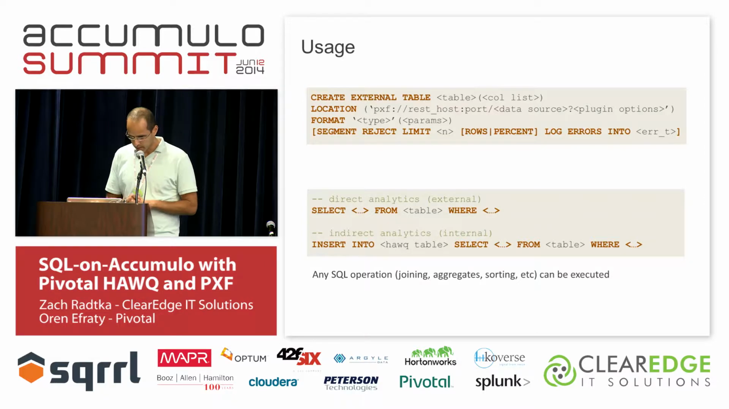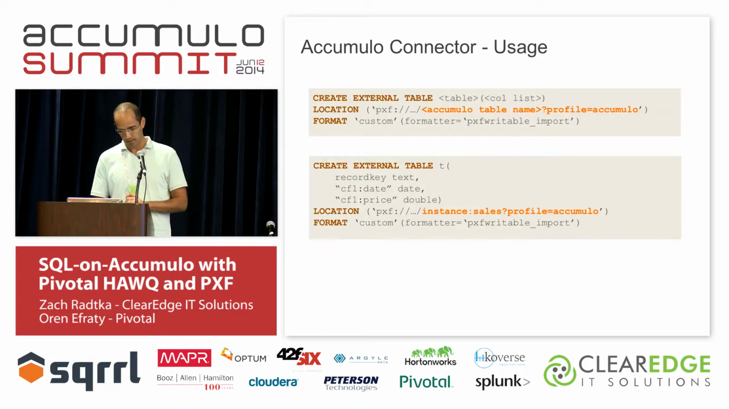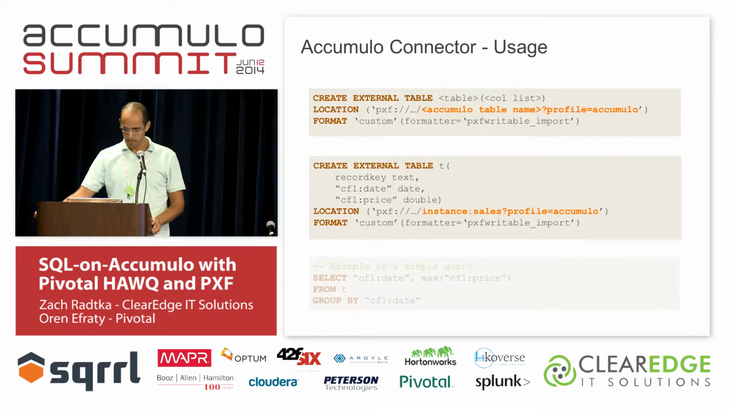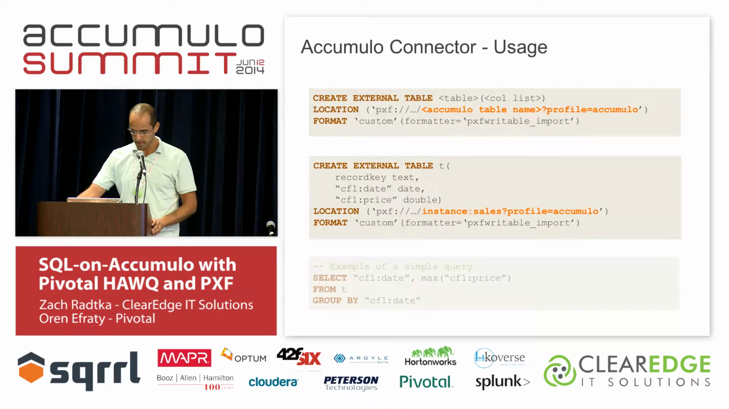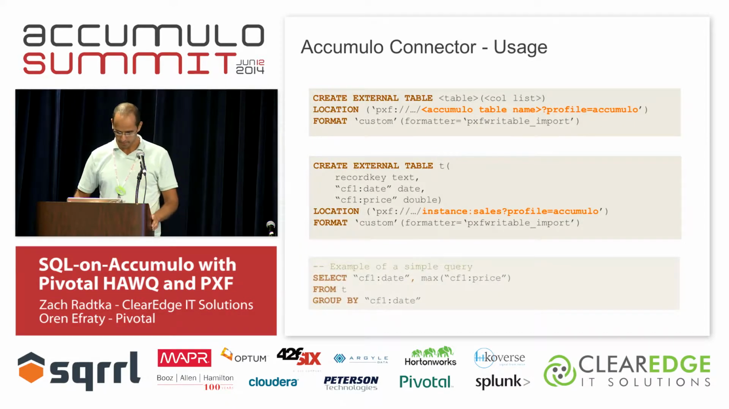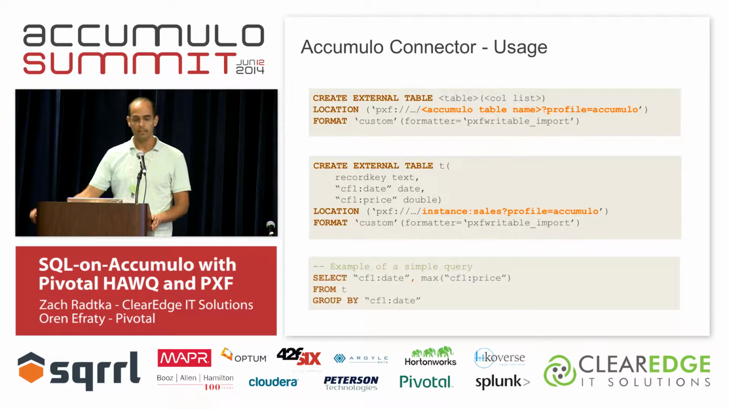So how do you do the direct analytics? Simple. Select from. For indirect analytics, insert into select. We're talking here about fully featured ANSI SQL, joining with any other table, with a HAWQ table, another Accumulo, or even an HBase table that we'll see in the demo soon. Also supports aggregation, sorting, and can use statistical analytical functions from the machine learning library MADlib.